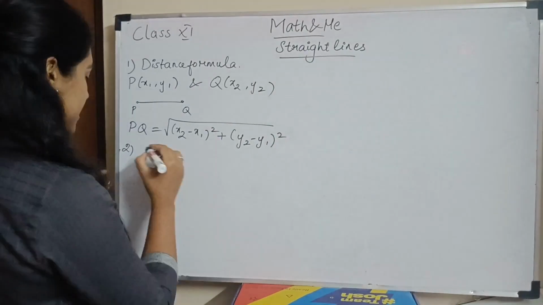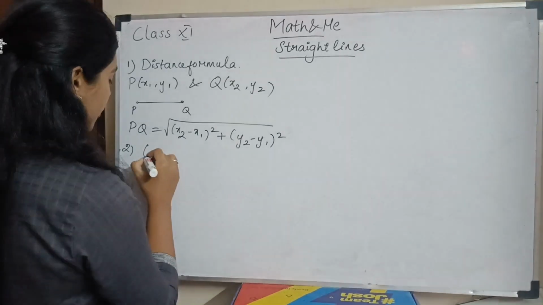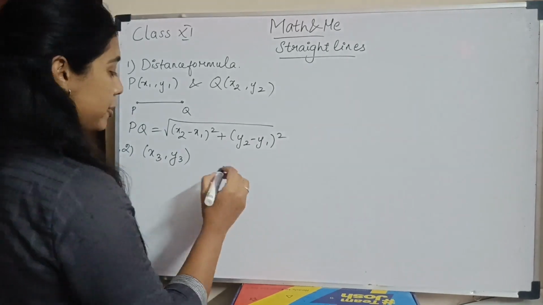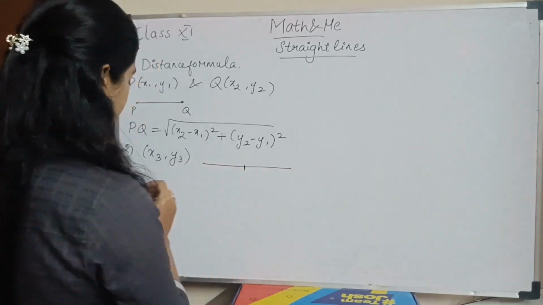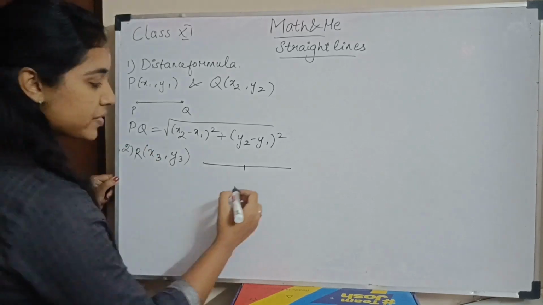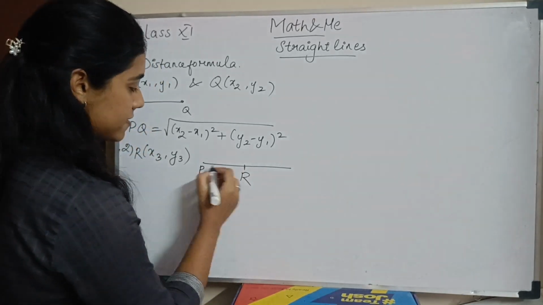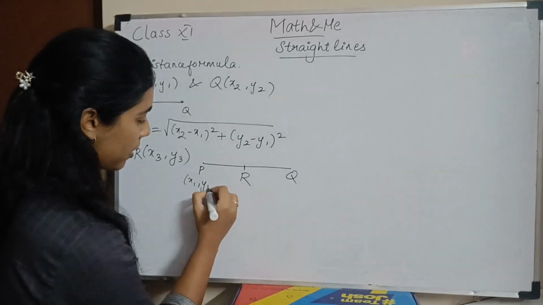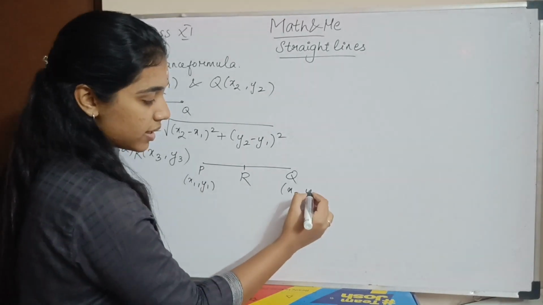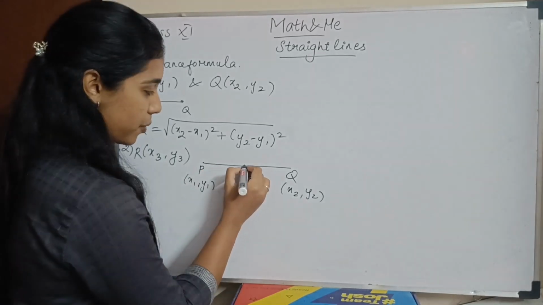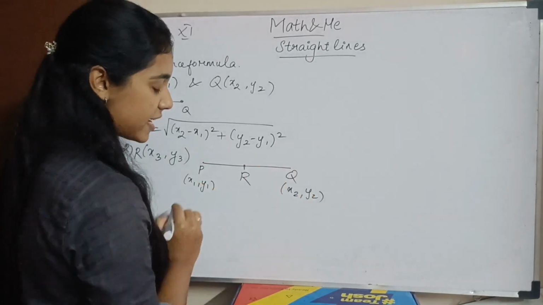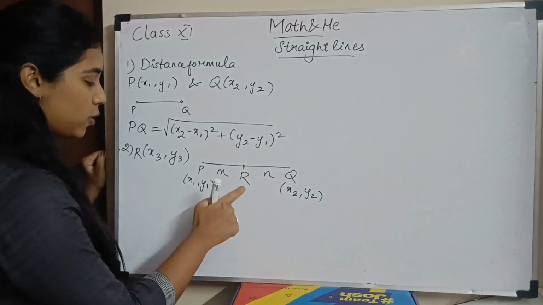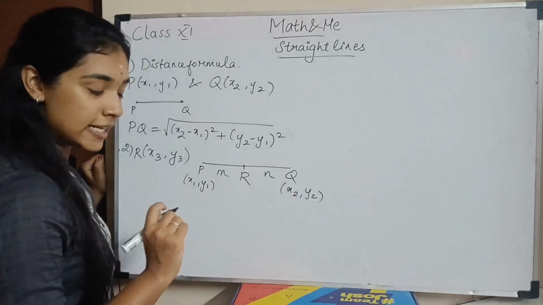The next formula is to find a point, for example, let the point be x3, y3. Let this point be denoted by R. So if this is the point R and this is the point P and this is the point Q with coordinates x1, y1 and x2, y2, and this point R separates the line segment PQ in the ratio m:n, then you can find the coordinates of R using this formula.